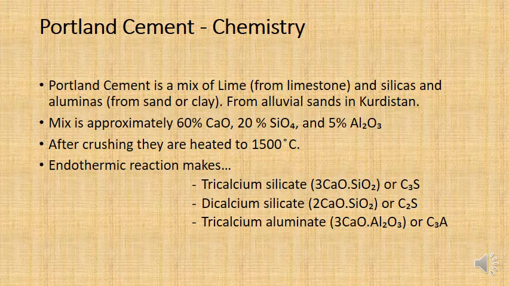And basically, when you have those ingredients, they will make lots of different products, but the three main products that it will make in terms of chemistry are tricalcium silicate, dicalcium silicate, and tricalcium aluminate. So in this case, you can see that the calciums are combining with a silicate or an aluminate.